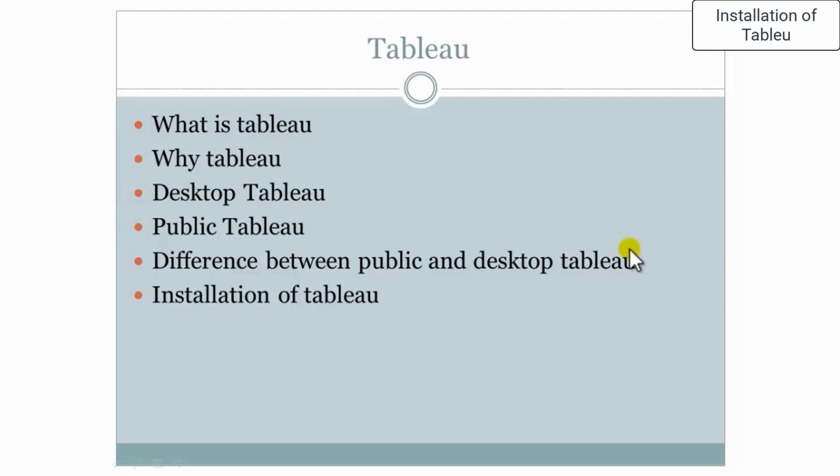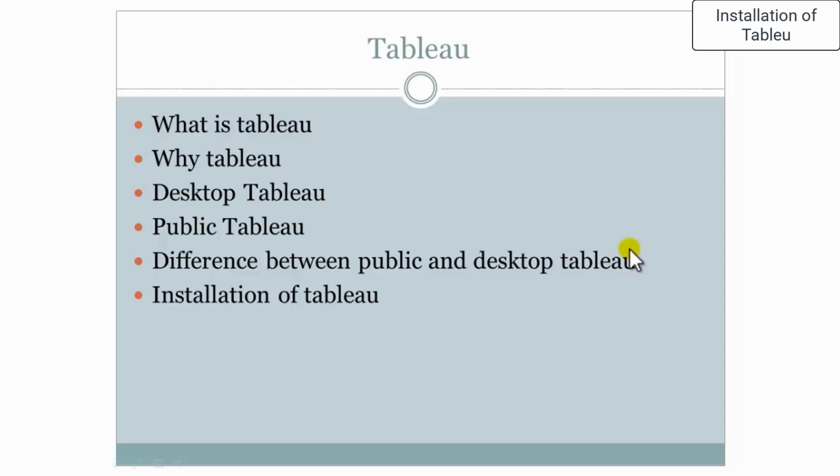When we talk about the difference between the two, the desktop version is a paid version, whereas the public version is a free version. You can choose either. Initially, if you want to go with desktop Tableau, you can go. There is no difference between the usage or the UI of it. But if you go for the free version of Tableau desktop, it's a 14 day trial, whereas the public one is free.